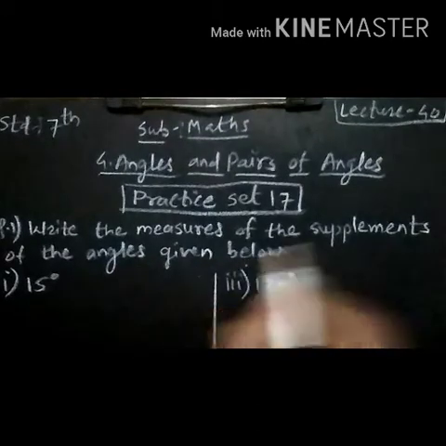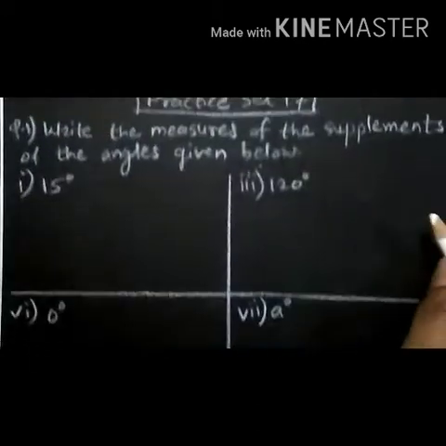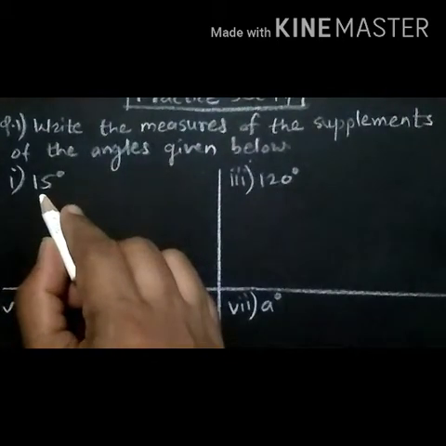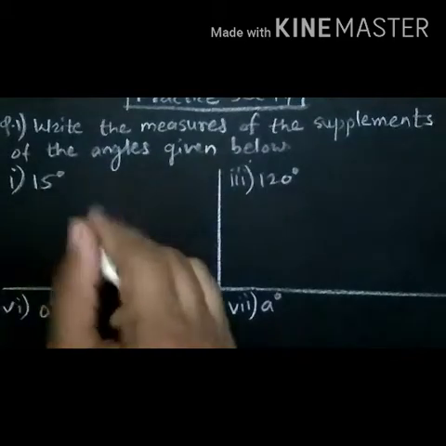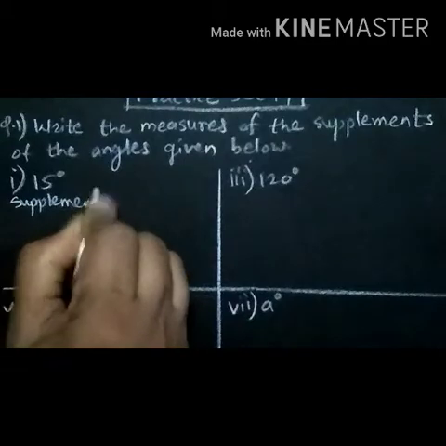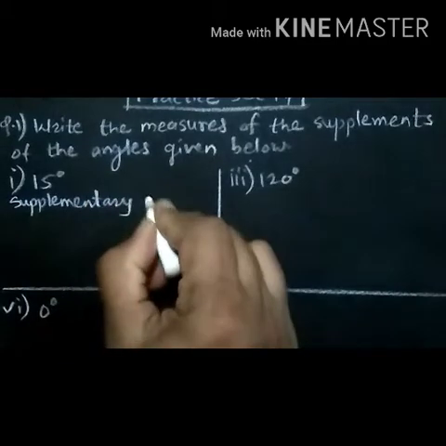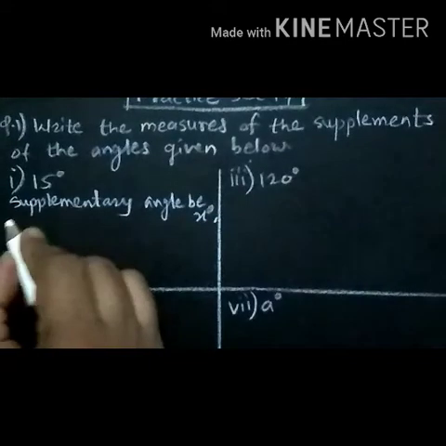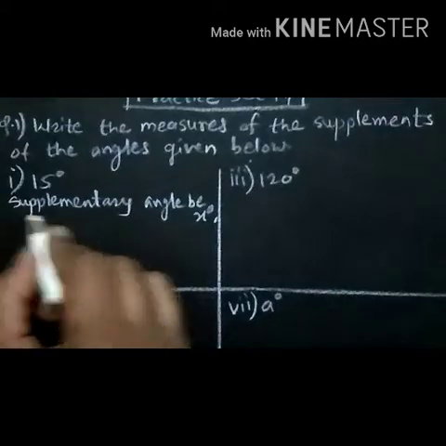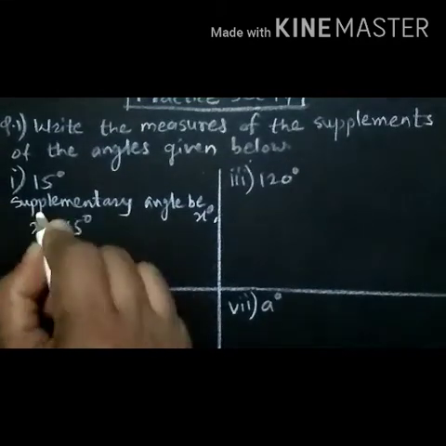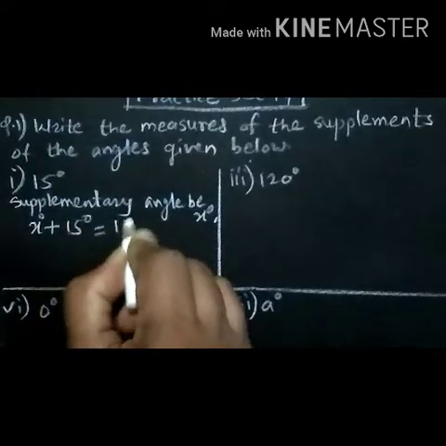So let us see the first example, that is 15 degree. We have to find its supplementary angle. So we have to consider the supplementary angle to be x degree. But we know the definition of supplementary angles: the addition of two angles is 180 degree. Therefore x plus 15 degree is equal to 180 degree.